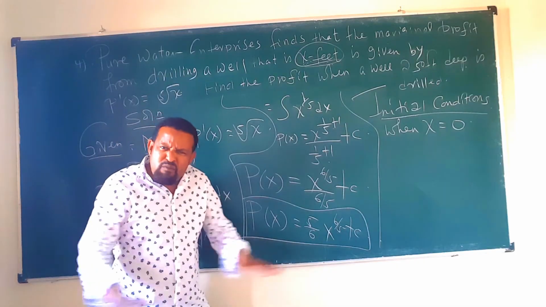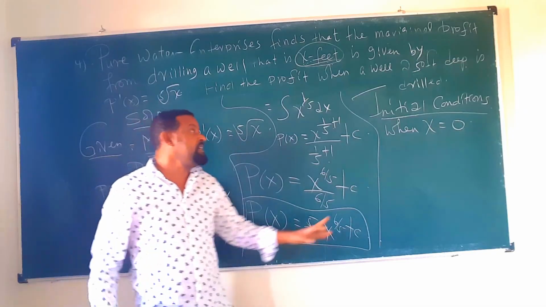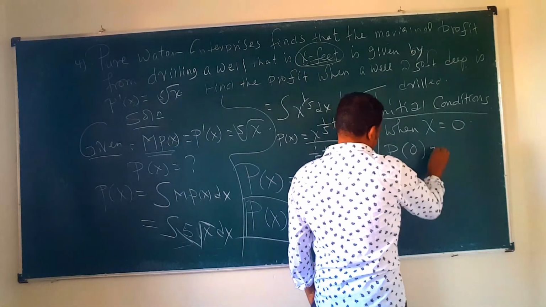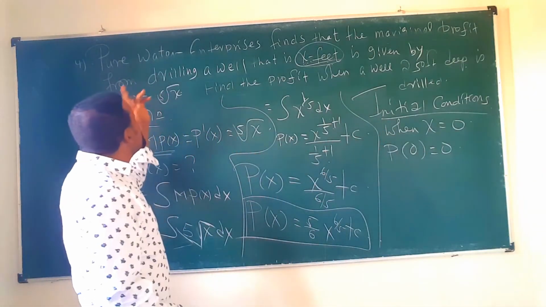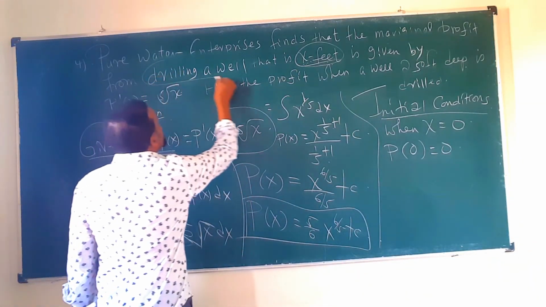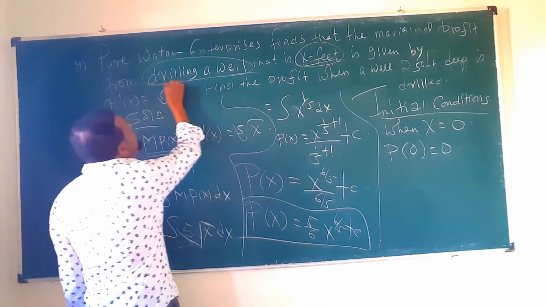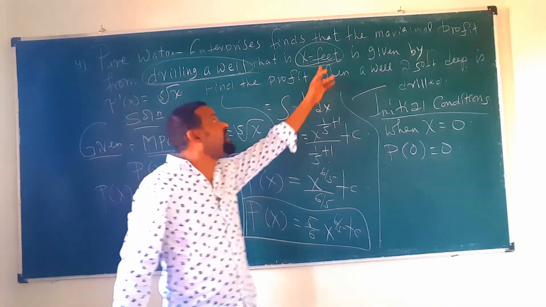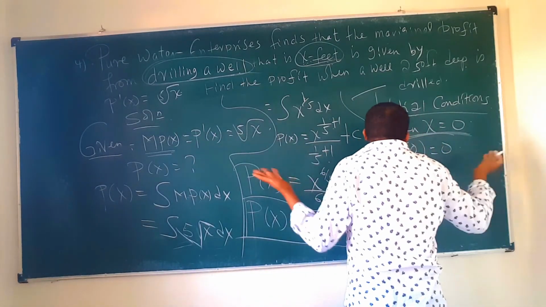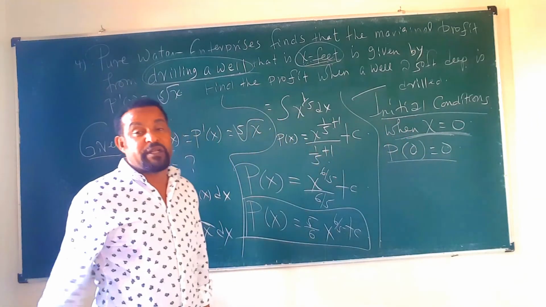When the value of x is 0, no well has been drilled, drilling has not yet started. Initially, when the value of x is 0, the profit is 0. P of 0 is 0. Why? Because the profit of a pure water enterprise directly depends on drilling a well, measured in feet. So when x is 0, with no well drilled, P of 0 is 0. The profit at the starting point is 0.